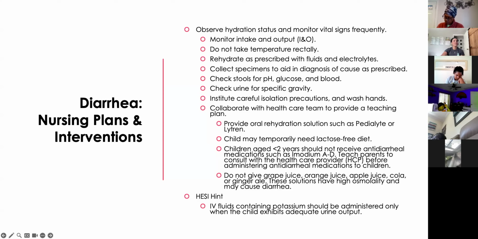And then we want to be careful about the types of liquids that we give them to drink. Things like grape juice, orange juice, apple juice, sodas have high osmolality, so they can actually cause diarrhea. And then anytime we are giving IV potassium, we need to make sure that we have appropriate urine output.